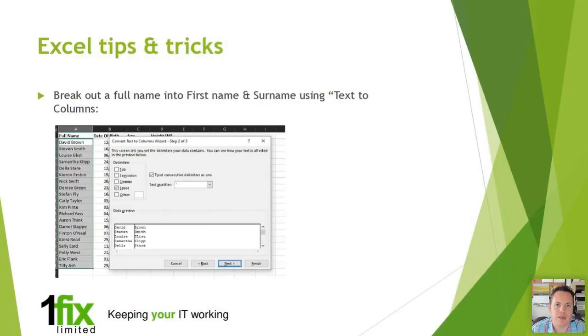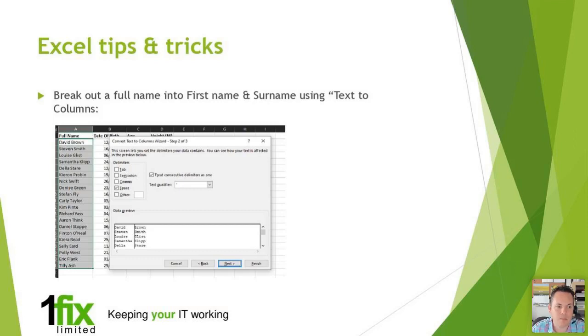Now, this is one that is handy if you're processing data. So if you happen to end up with, let's say, a data sheet of names that you need to then bring into, let's say, a contact management system or an email system, quite often you want to take the full name and make it into first name and surname. So Excel actually has a feature called text to columns.